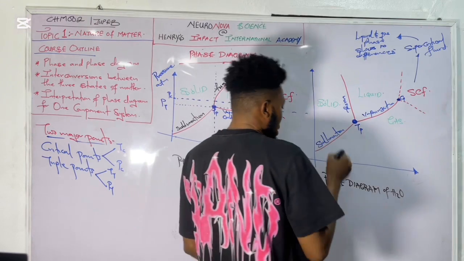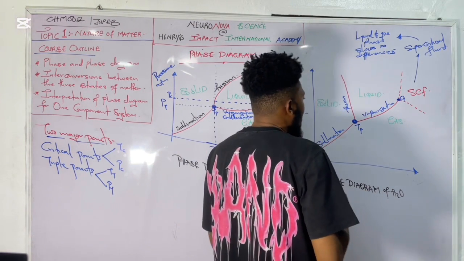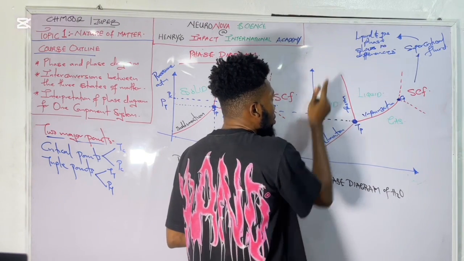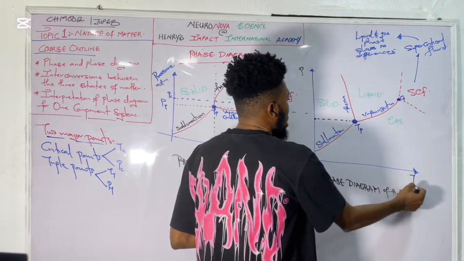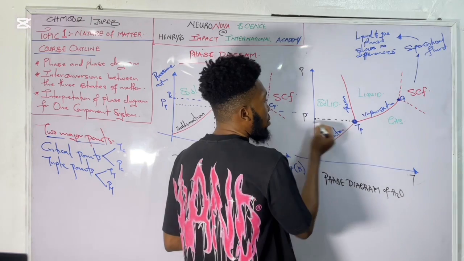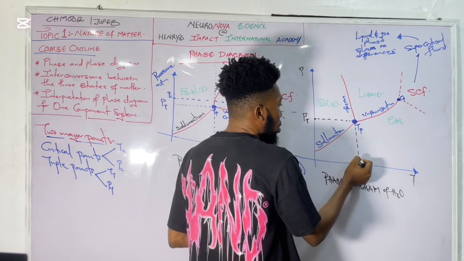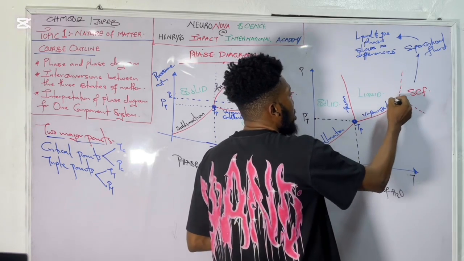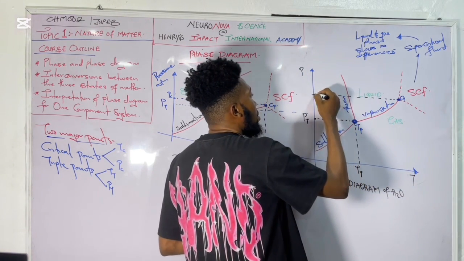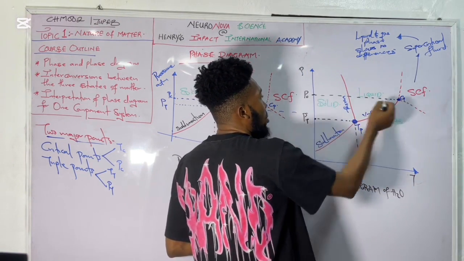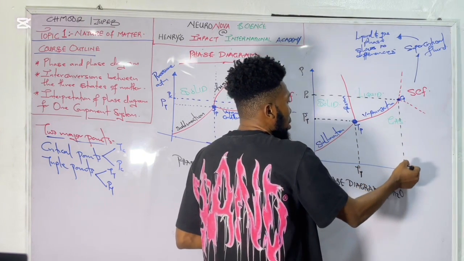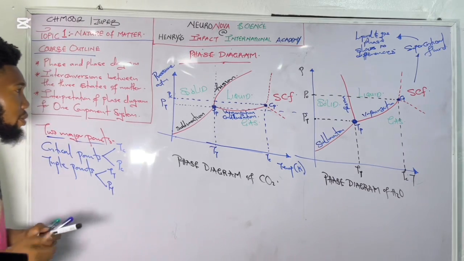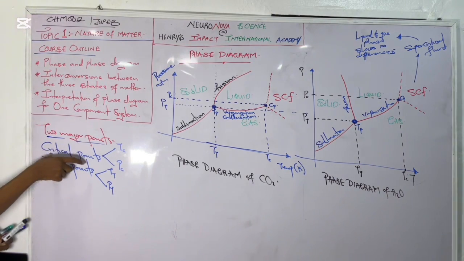For this one, let's do the same thing. Trace it down. You have your pressure. Remember I told you pressure is here, temperature is here. So this is your pressure at triple point, and this is the temperature at triple point. Here you trace this down. You have your pressure at critical point, and then you have your temperature at critical point.